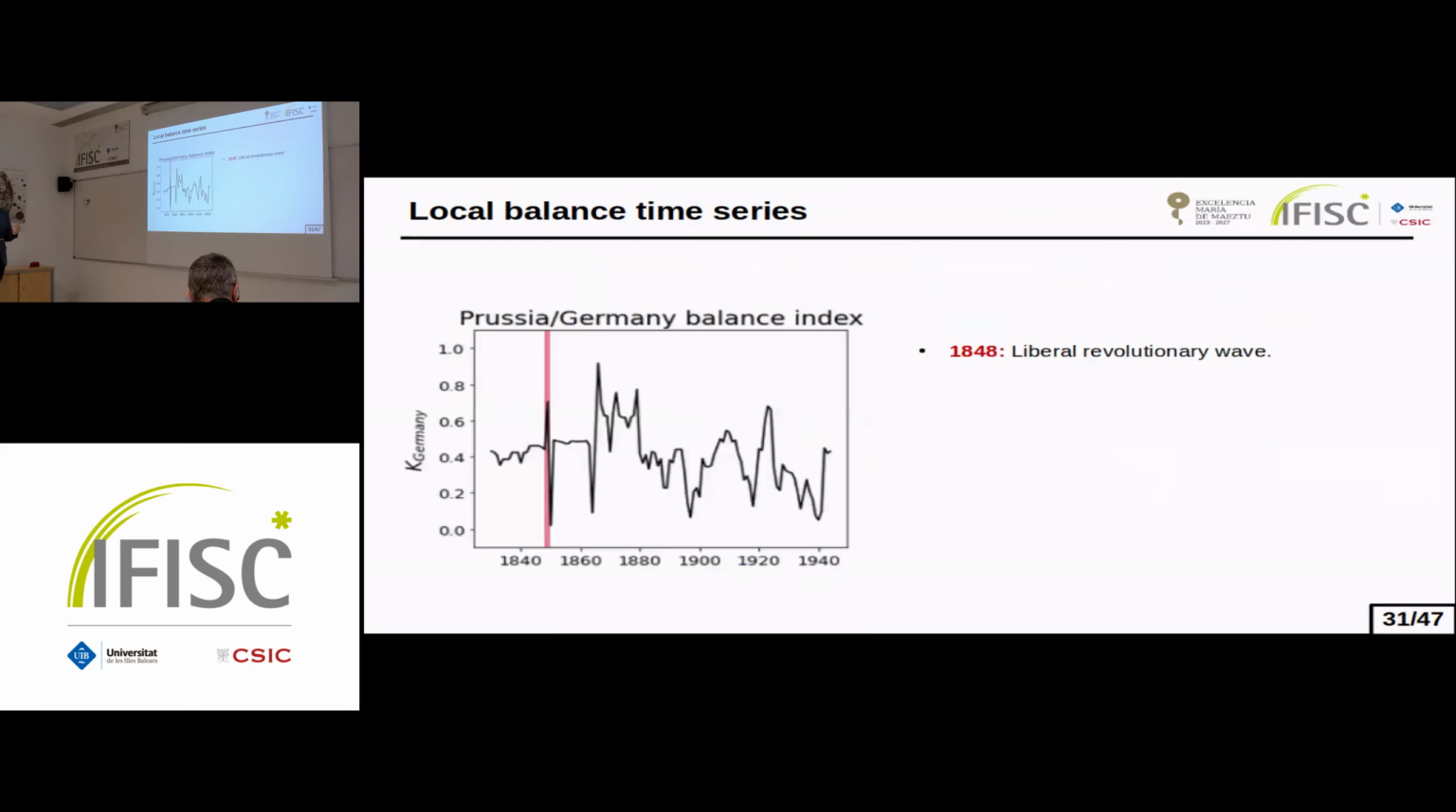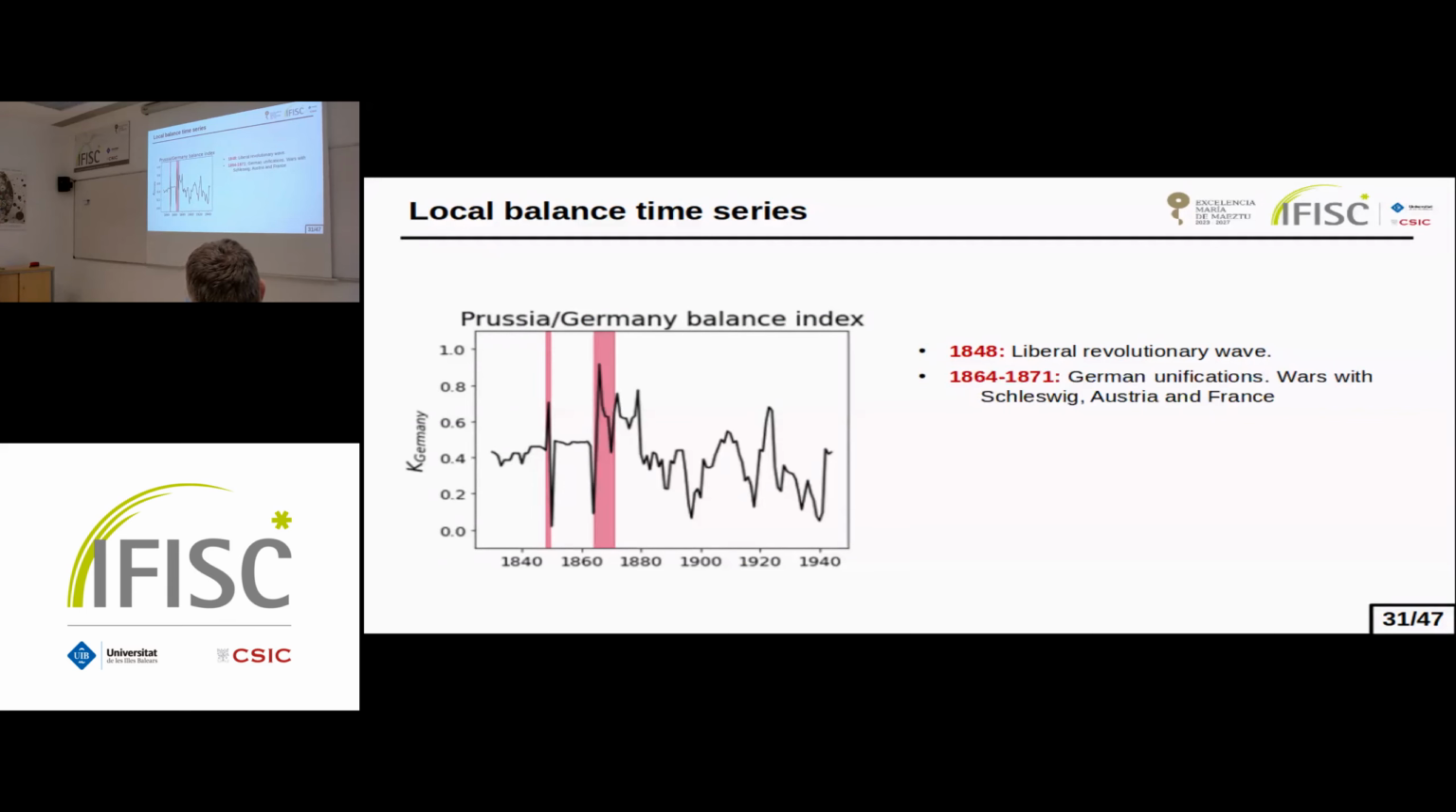To understand this better, let's look at an example. This is the local balance time series of Germany. And you see that there are a lot of ups and downs in the time series. And now let me show you what are the historical events behind them. The first peak corresponds to the revolution of 1848. These peaks and valleys correspond to the German unification wars.